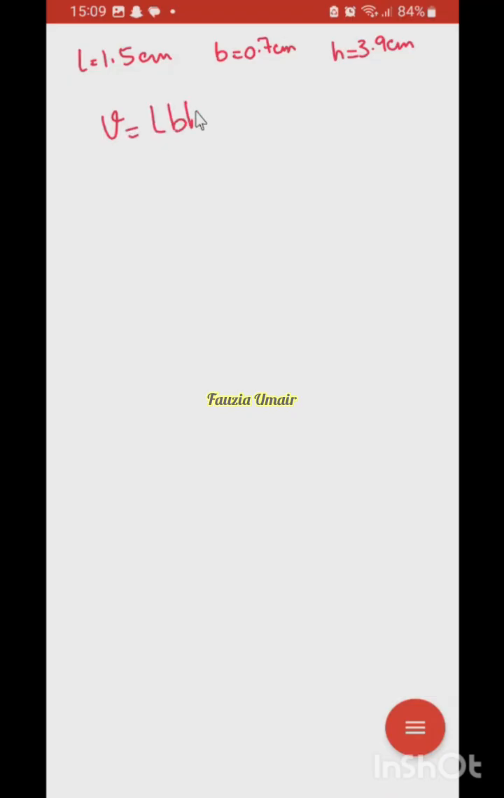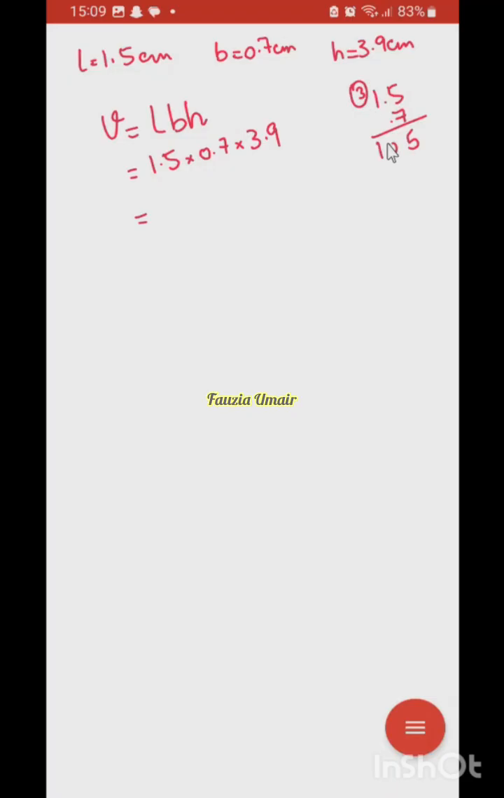The values are 1.5 multiplied by 0.7, multiplied by 3.9. So we can easily multiply them. If you multiply 1.5 with 0.7, we will multiply 15 with 7. 7 fives are 35, 3 carry, 7 ones are 7, plus 3 is 10.